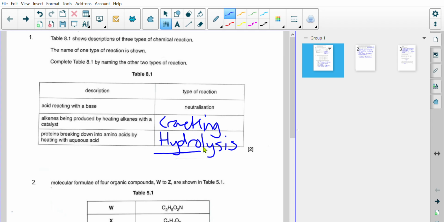Okay, so hydrolysis is when you're taking the proteins, the polymers, and breaking them up. Protein is just a natural example of a polymer. We might have dealt with things like nylon or polyester, but it's the same process.